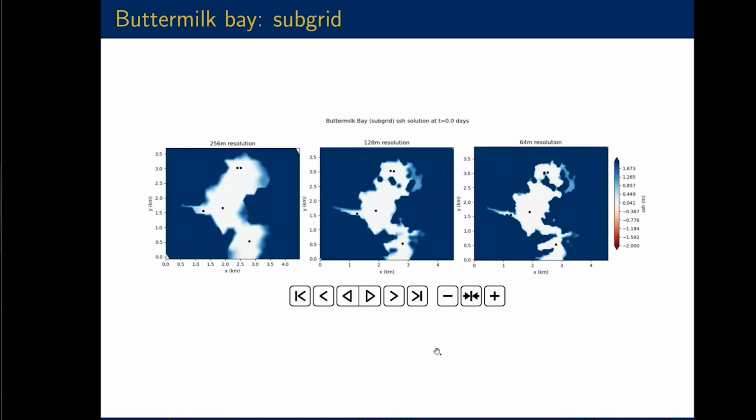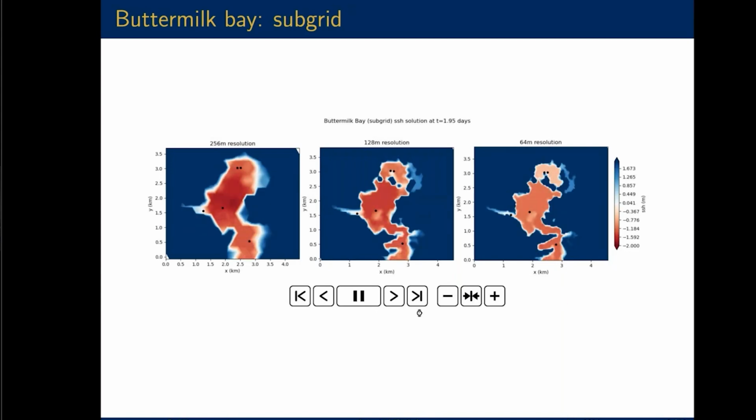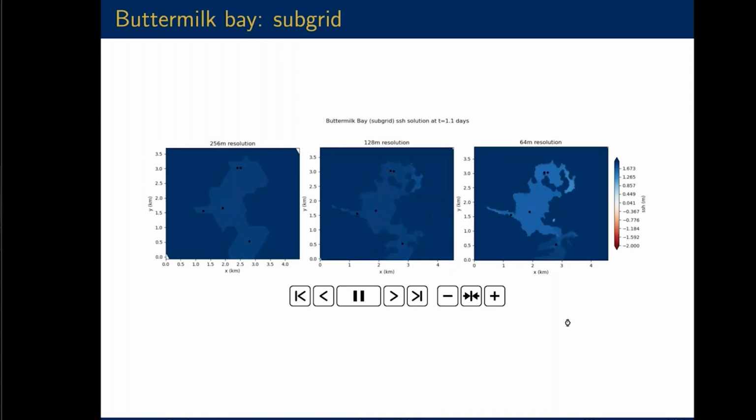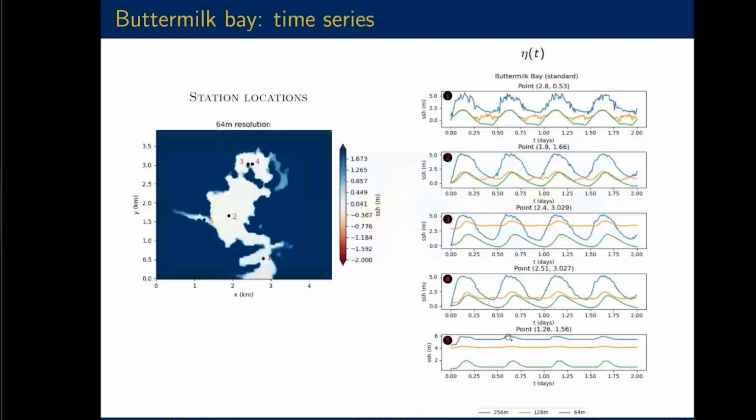So let's go to the subgrid solution again. The right one is when it simulates with the coarse resolution, and the leftmost is with the high resolution. So although not perfect with the low resolution, we can see that the solution is not that sensitive to the resolution.